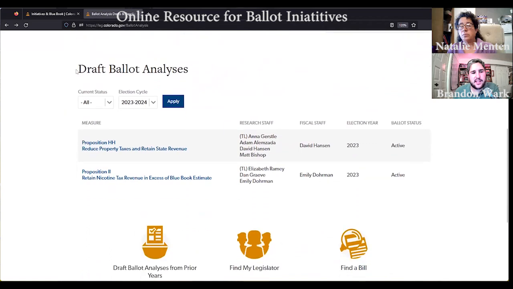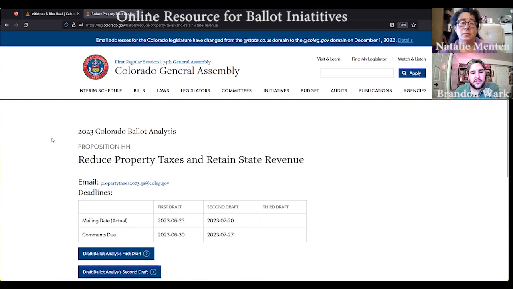And as you can see, here's that draft ballot analyses. Let's go ahead and take a look at Proposition HH, definitely the most controversial and biggest priority for liberty activists to defeat this year. So you click right into it.